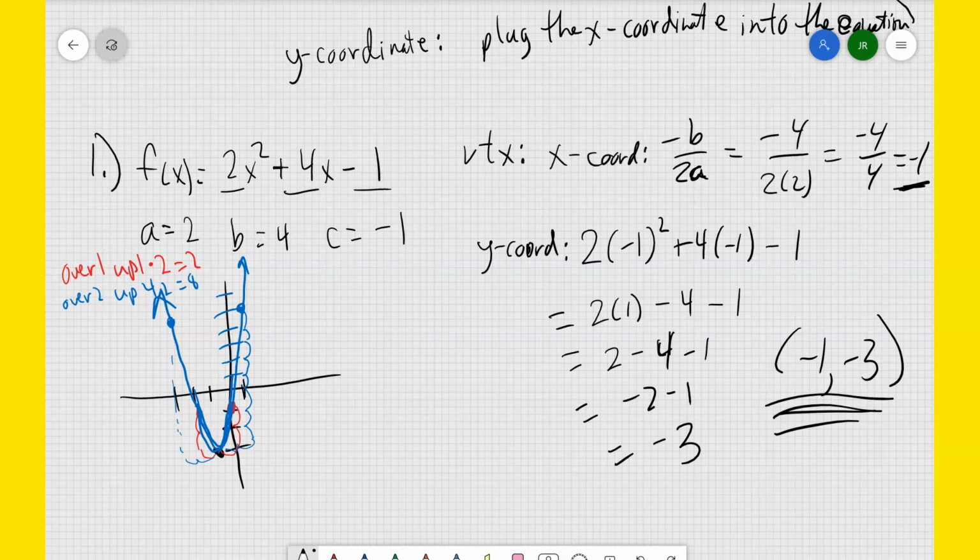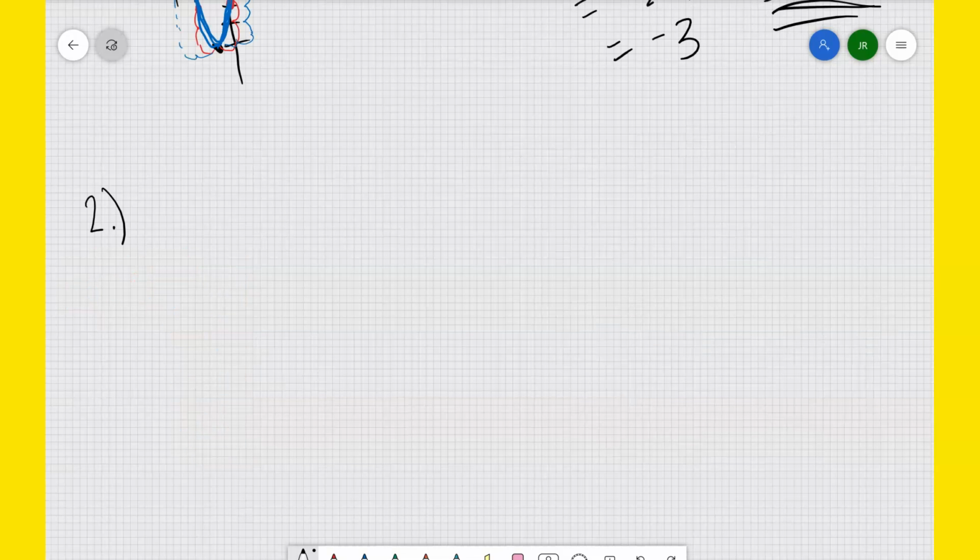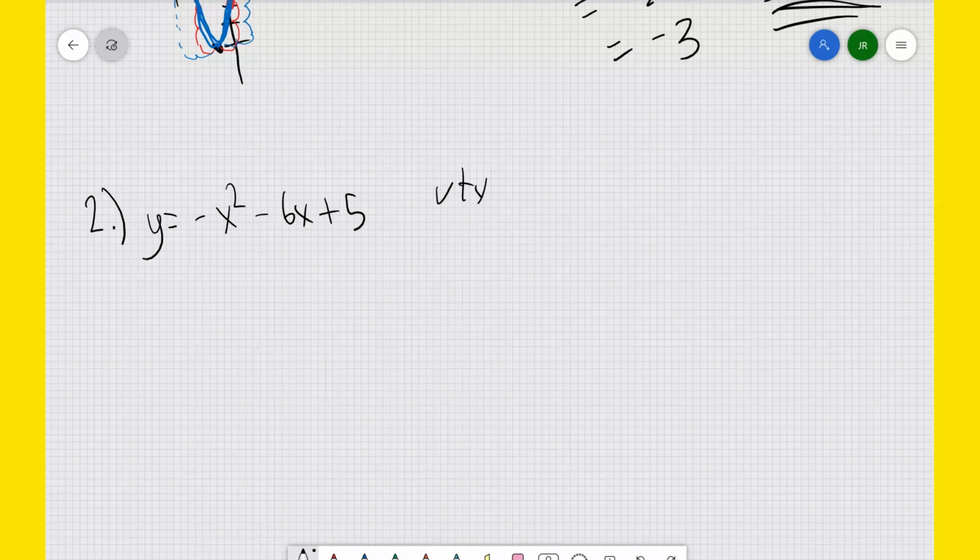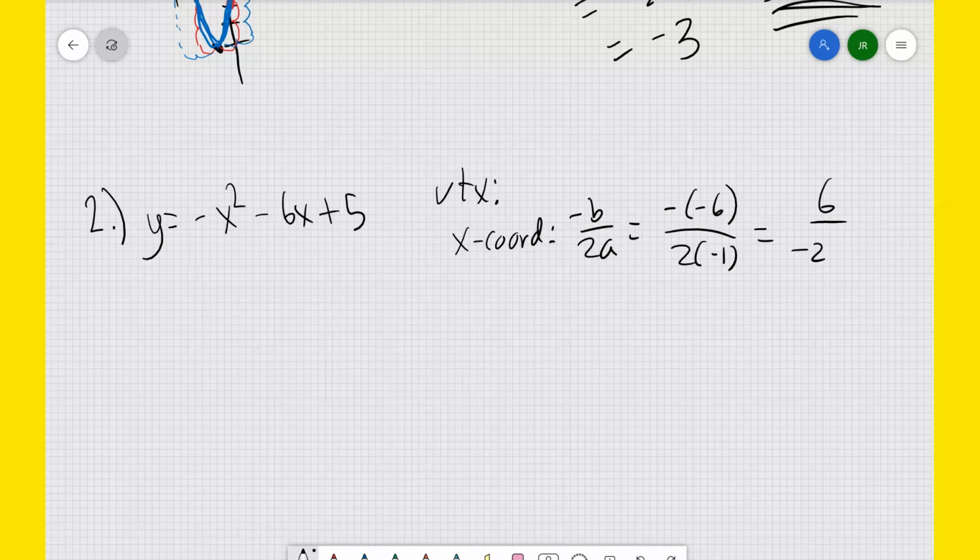All right, let's do a second example. Okay, so let's find our vertex. The x-coordinate is negative b over 2a, which in this case is negative 6 over 2 times negative 1, which is positive 6 over negative 2, which is negative 3.